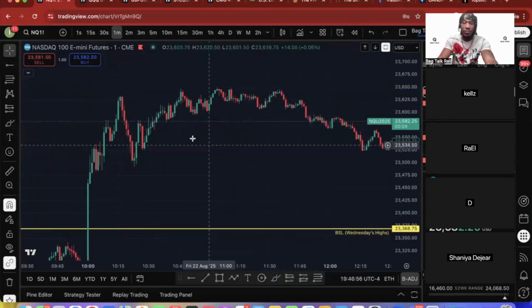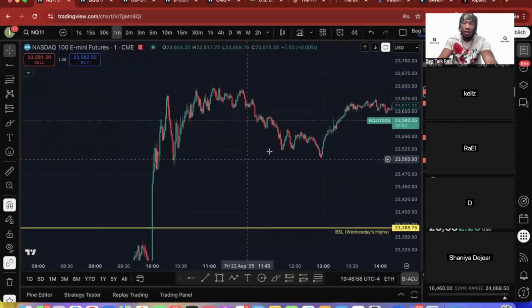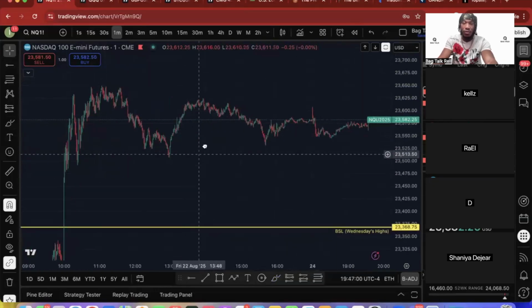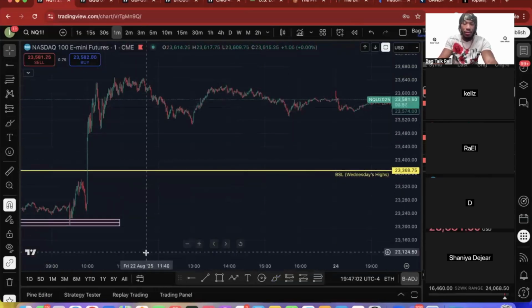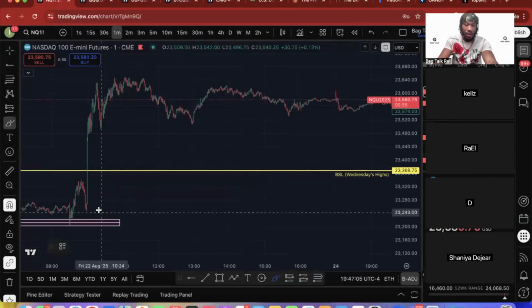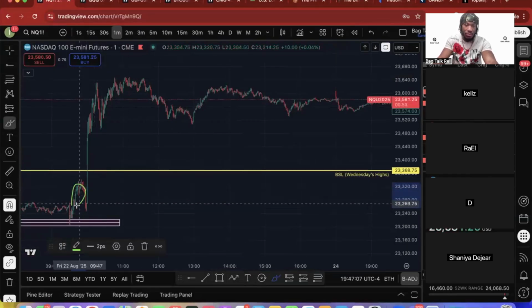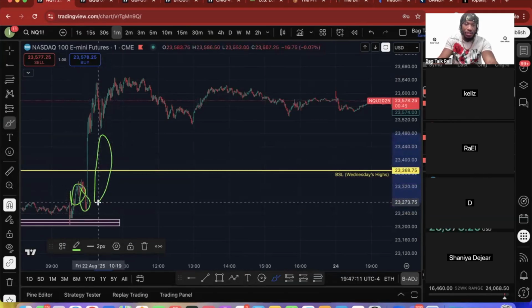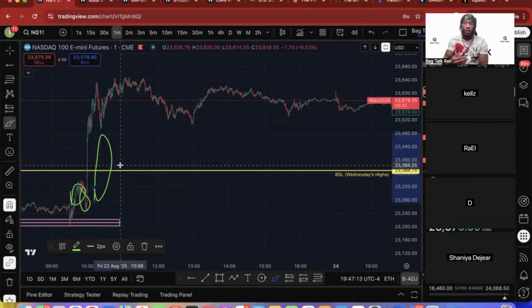That was it. The rest of the day literally went sideways. Like that is the entire day for you. The whole day was, if you managed to catch this first upside, that second downside, or this flash candle. To me, those are the only real moves on Friday.